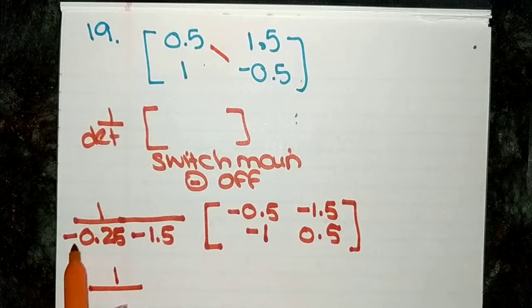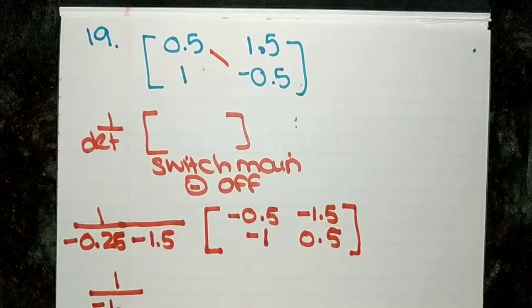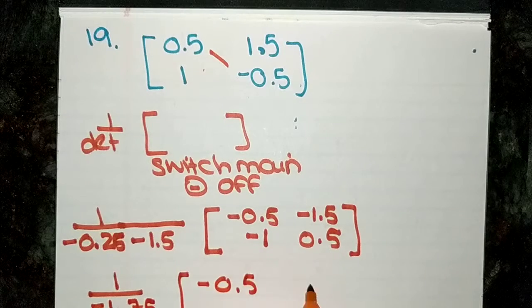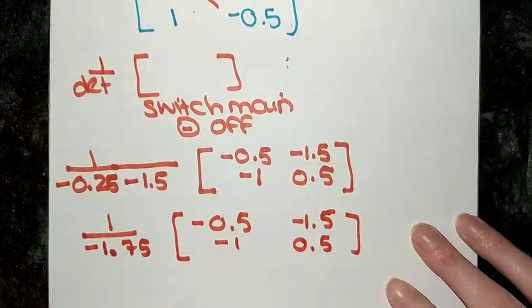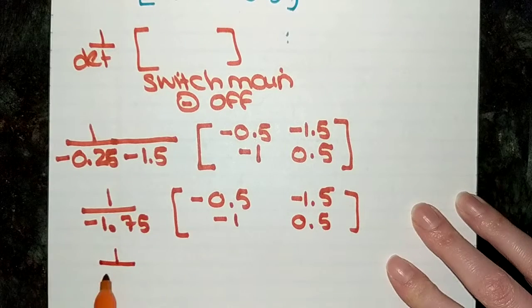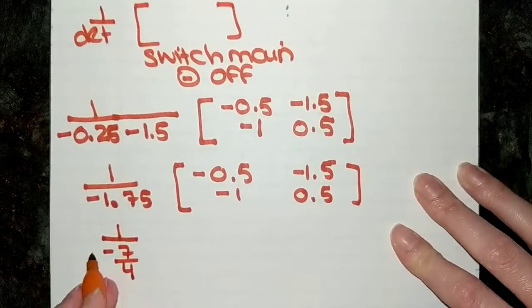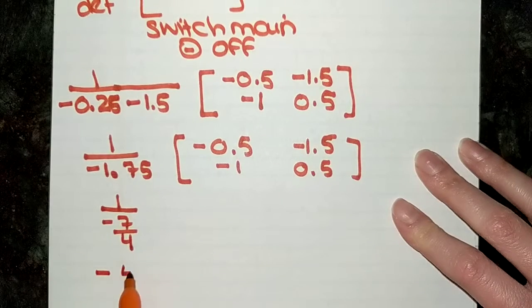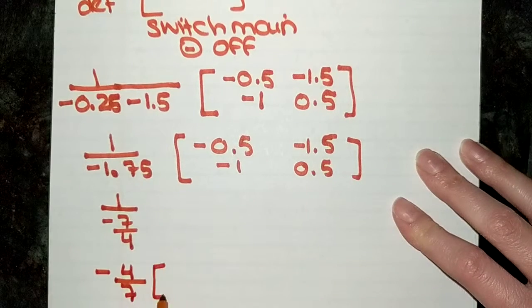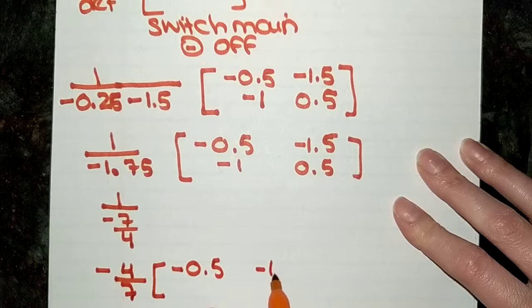The negative 0.25 minus 0.5, of course, is going to give you negative 1.75. And then you have these elements. Okay, and then what I would do is take that negative 1.75 and do a math frac on it. So you would have like 1 over negative 7/4, and then you could flip that fraction. So that would become negative 4/7, and then negative 0.5, negative 1.5, negative 1, and 0.5.